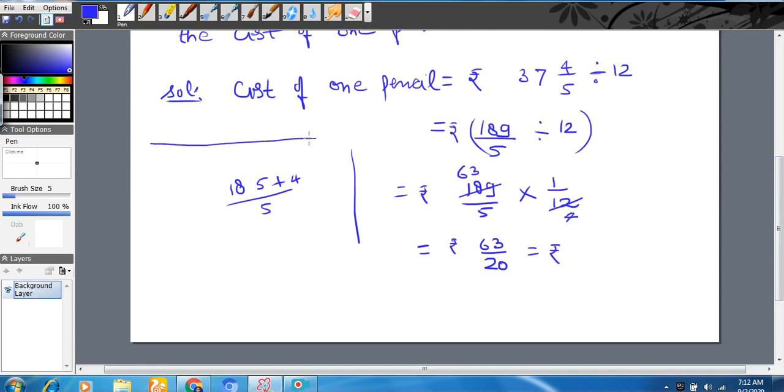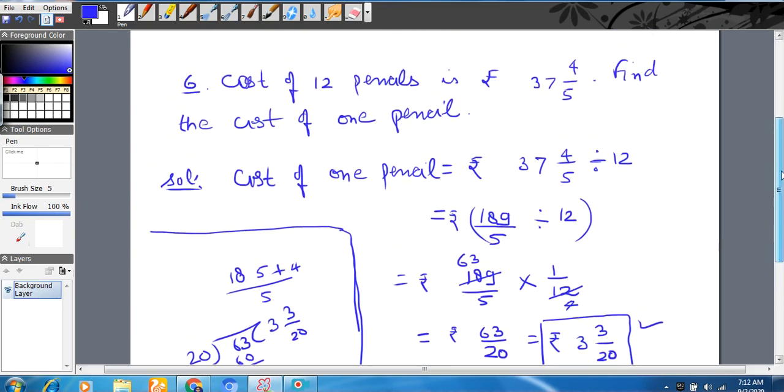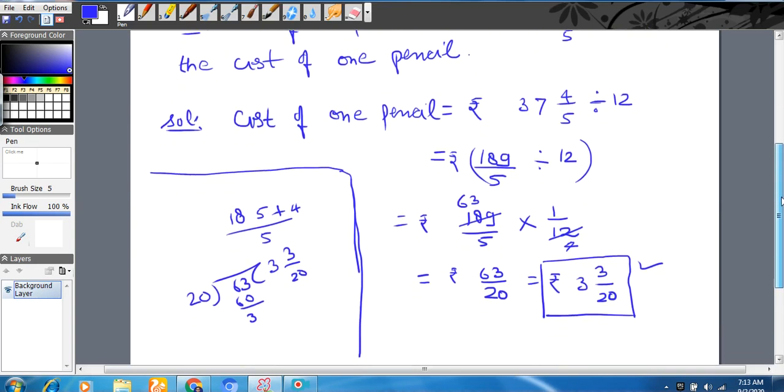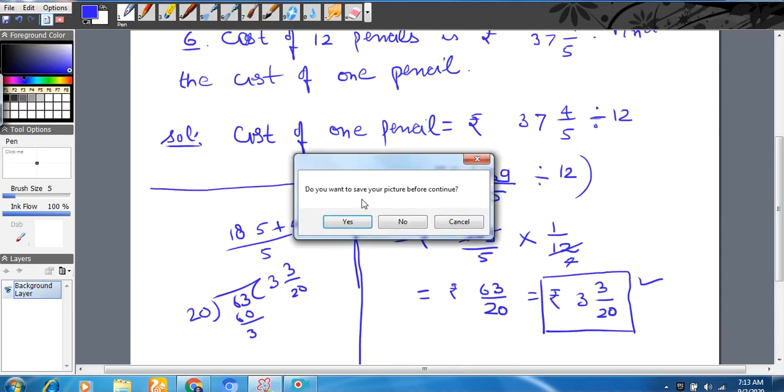Now see, this is the rough work, you don't need to show in your fair copy. We have to divide 63 by 20, so it is 20 3 60 and the remainder is 3. So mixed fraction will be 3 and 3 upon 20. So we can say that the cost of one pencil is rupees 3 and 3 upon 20. Okay, this is the important question, I think. Note it down. We solve next question.